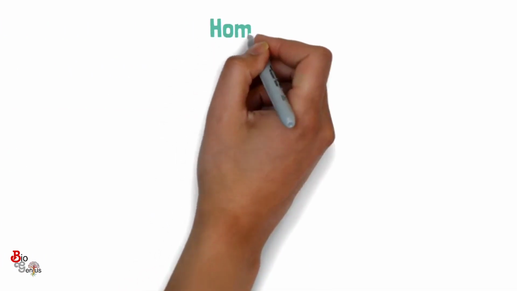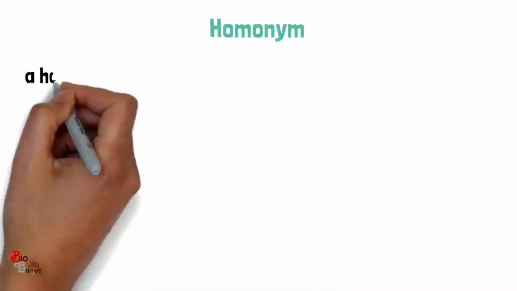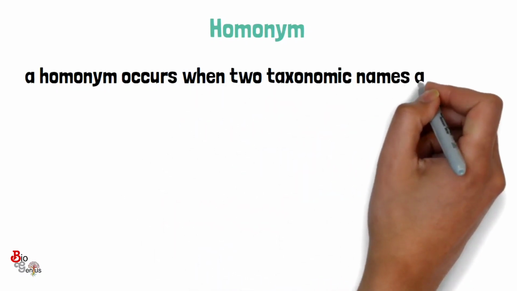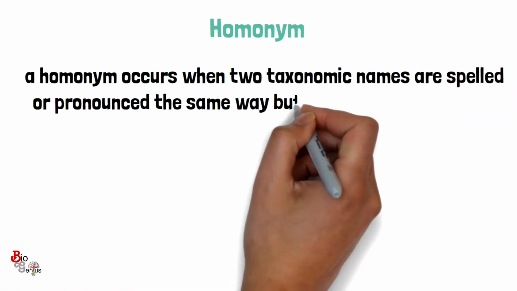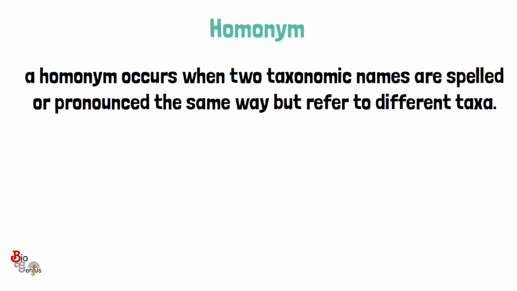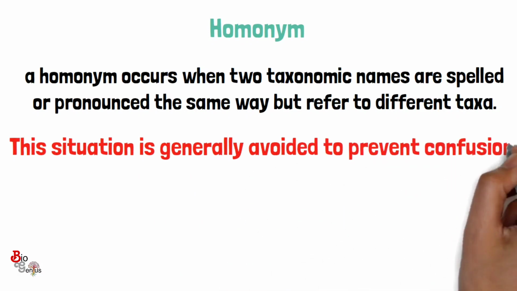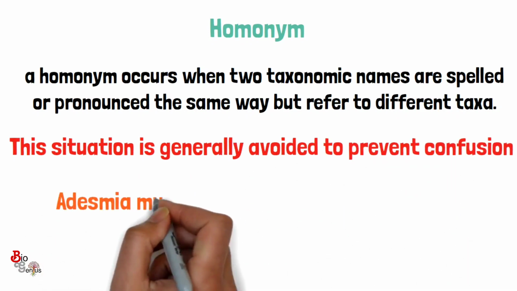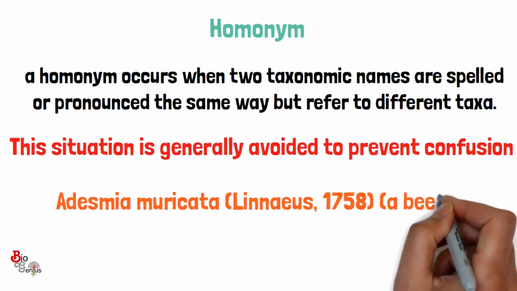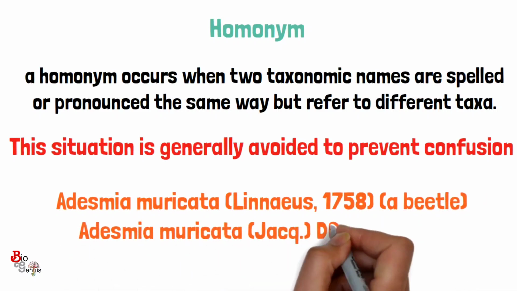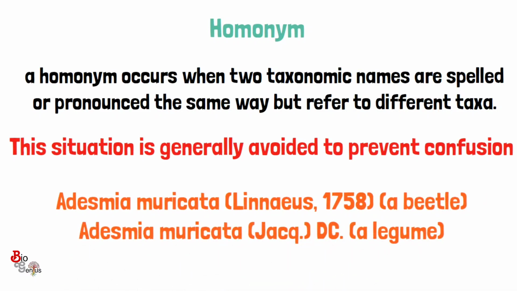Homonym. In biological nomenclature, a homonym occurs when two taxonomic names are spelled or pronounced the same way but refer to different taxa. This situation is generally avoided to prevent confusion. For example, Adenanthera muricata Linnaeus is a beetle, but Adenanthera muricata Jack DC is a legume.